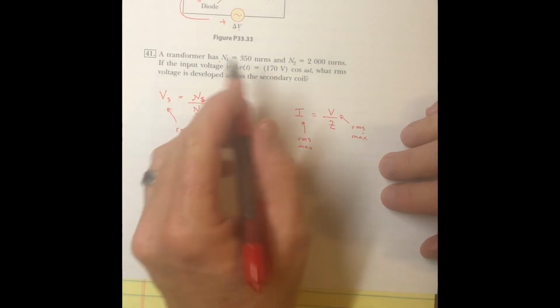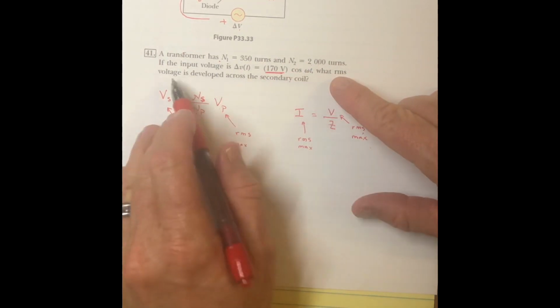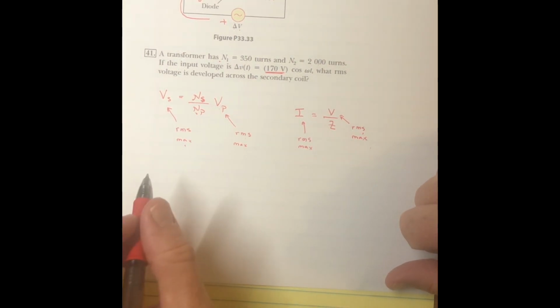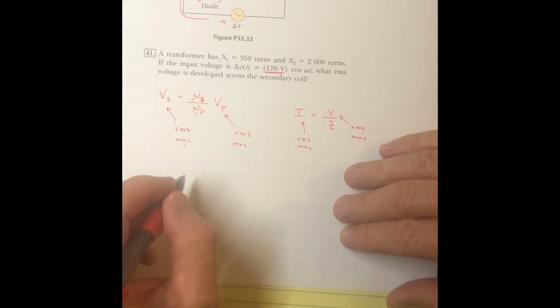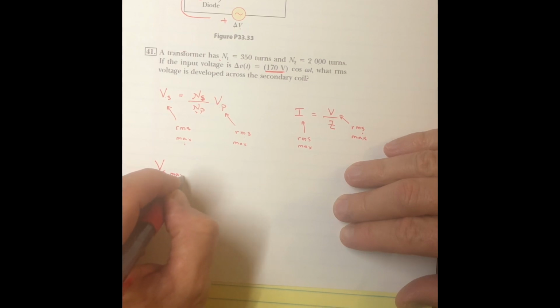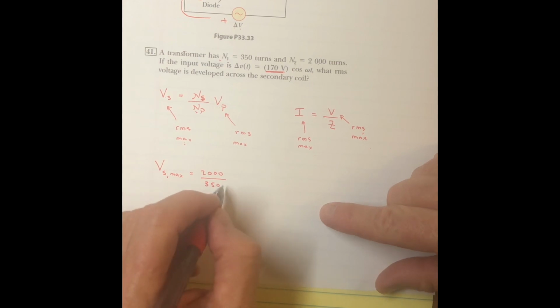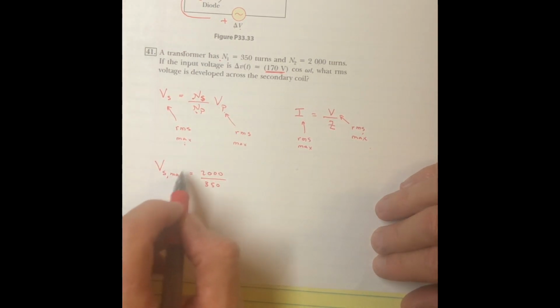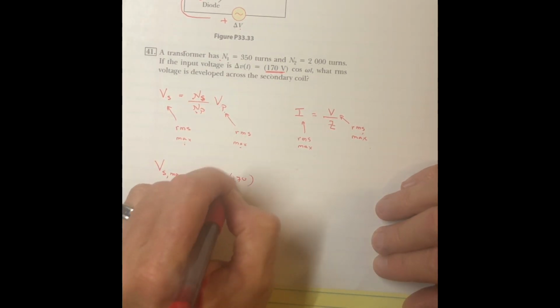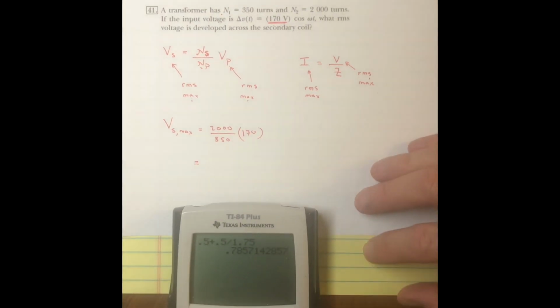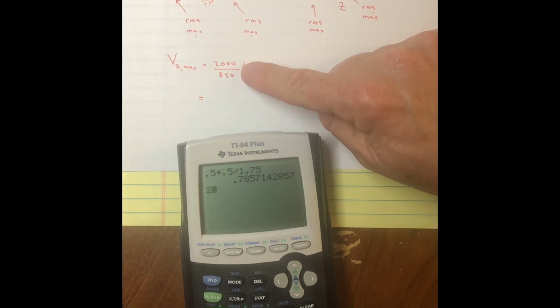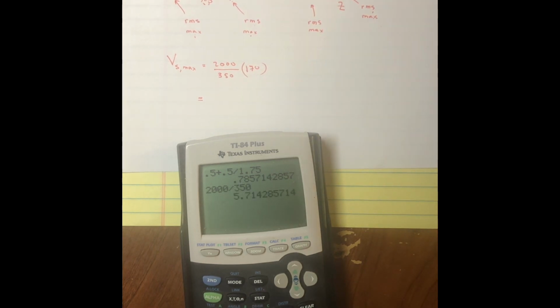What's interesting about this problem is they clearly have given me the maximum in the primary, but asked for the RMS in the secondary. So I do need to be a little bit careful. So why don't I start this equation thinking of it in terms of maximum? So the voltage in the secondary maximum is going to be the number of turns in the secondary, which is 2,000, divided by the number in the primary, 350, times the voltage in the primary maximum, which is the 170. All right, so grabbing a calculator here, I'll take this ratio, 2,000 divided by 350, and I will get about a 5.714.